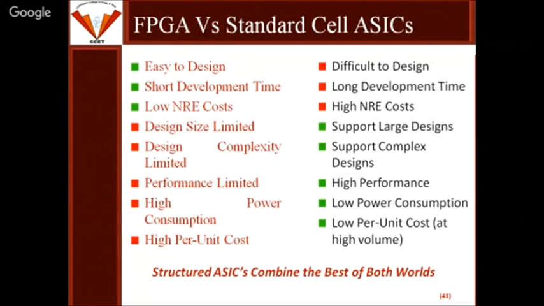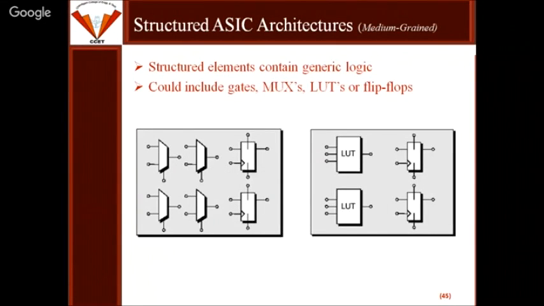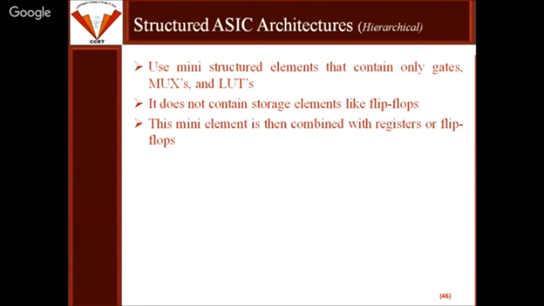ASIC nowadays. So structured elements contain unconnected discrete components and could include transistors, resistors, and others. Structure elements contain generic logic and could include gates, multiplexers, lookup tables, or flip-flops. Structured ASIC uses many structured elements that contain only gates, multiplexers, and LUTs. It does not contain storage elements like flip-flops.